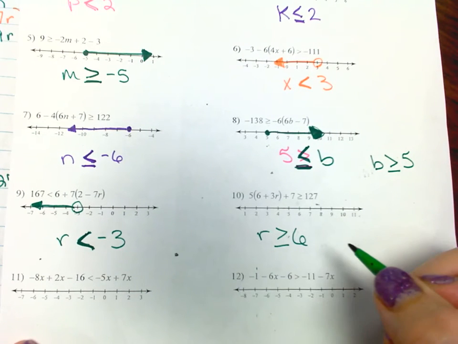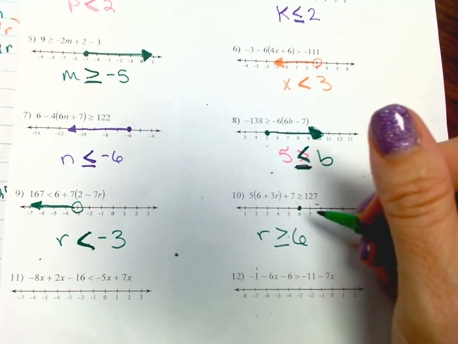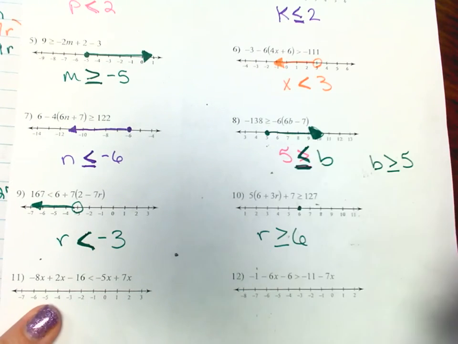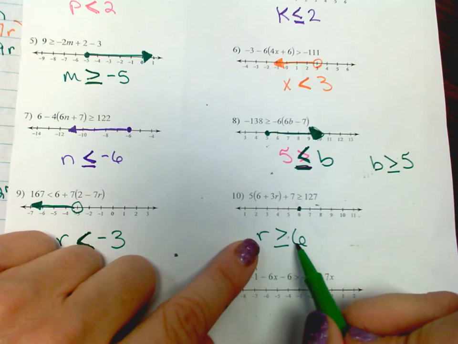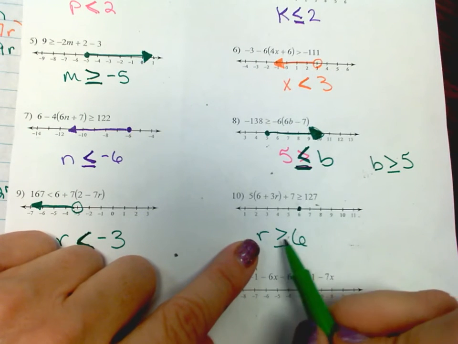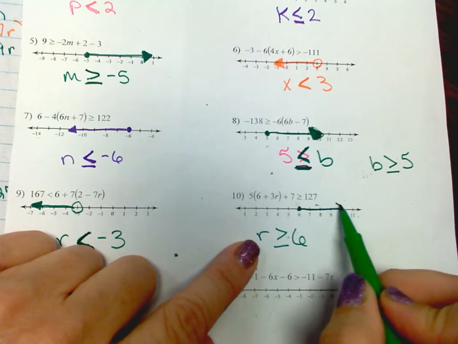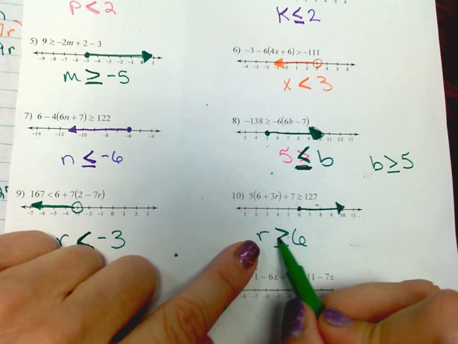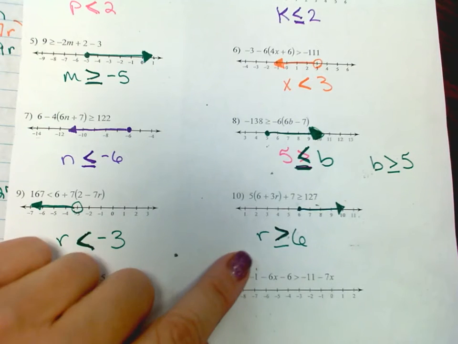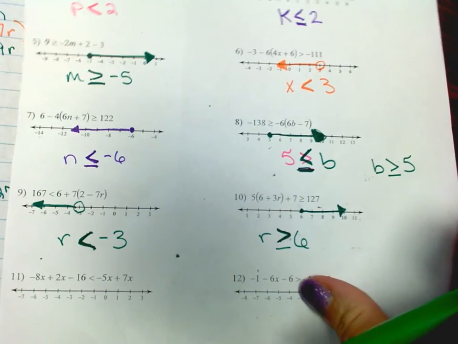Can r be 6? Yes, it can. So I'm going to color it in. And so r is greater than or equal to 6. So it's equal to 6, and r is greater than. Is 7 greater than, or is 5 greater than? 7 is. So the arrow is going to go this way. It's also the way of the inequality with the variable on the left-hand side. It's always a way to double check yourself.